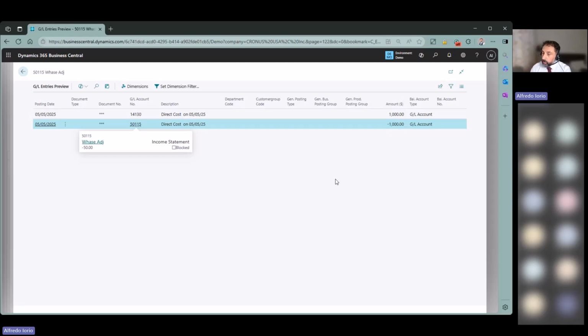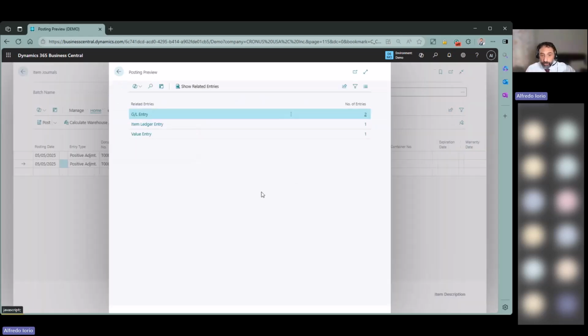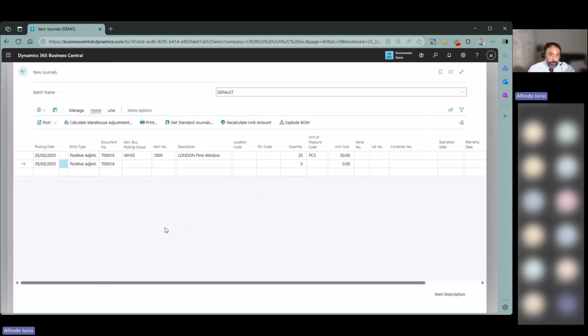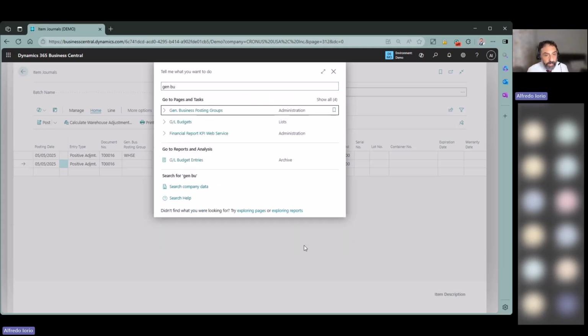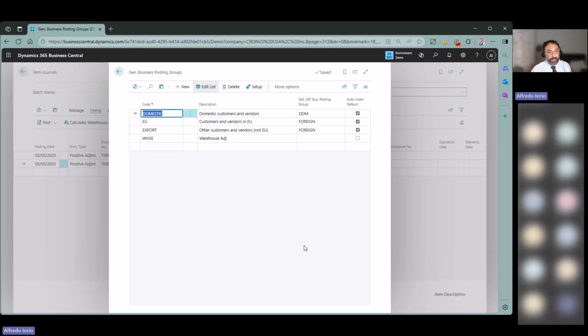So does it make sense to have a domestic and EU general business posting group on customers? Not really, unless you want to segregate your revenues and costs by region. You might argue, well, Alfredo, the general business posting group is also linked to default VAT business posting groups. And so you can see domestic, EU, and export, and you can see how to insert default. But again, this is Kronos data, which is a nice way to show what you could do.